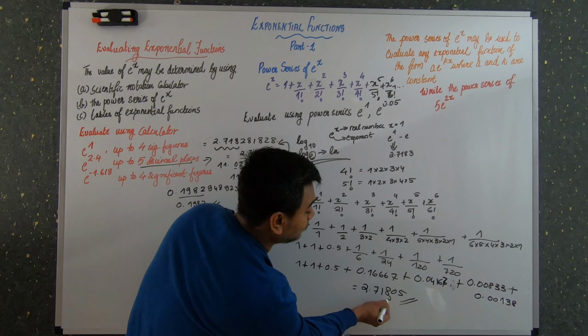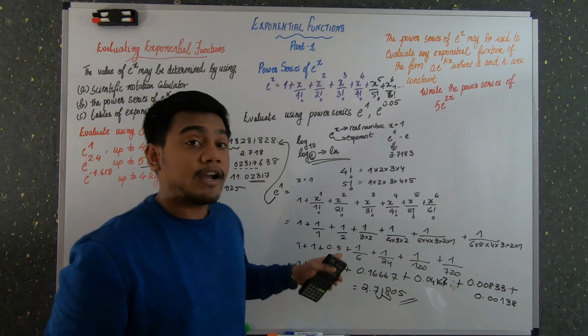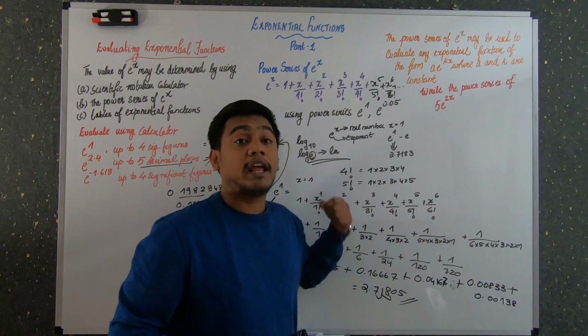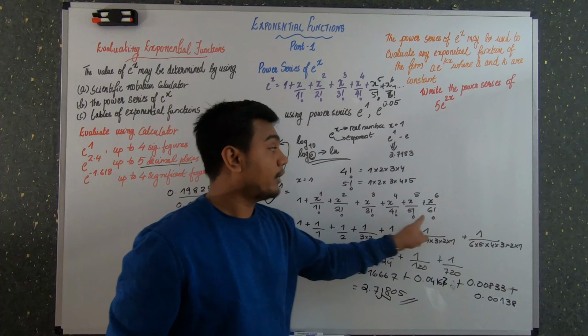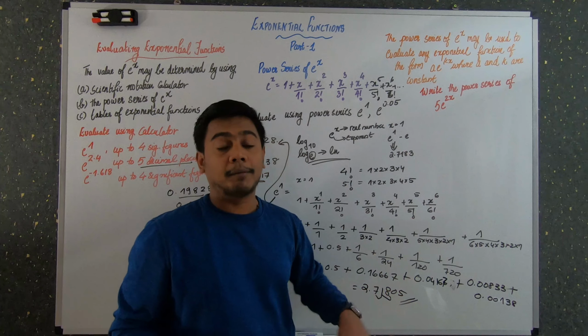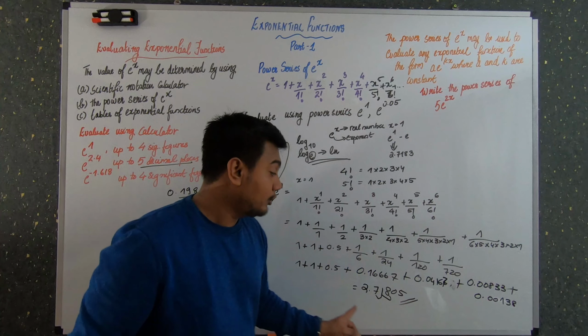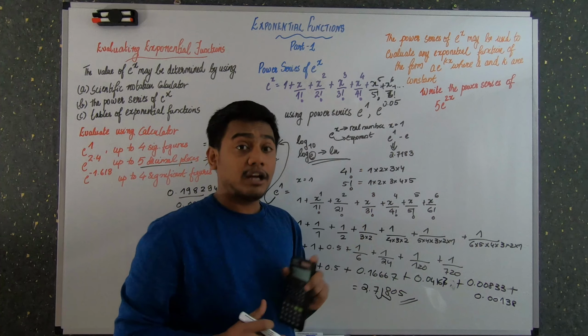You can see that up to 3 decimal places these values are correct. When you want the accurate value, you have to take a lot of terms and add them together. I have taken only up to 7 terms in my problem. If you take more terms, your answer would be more accurate to the value you get in the calculator too.